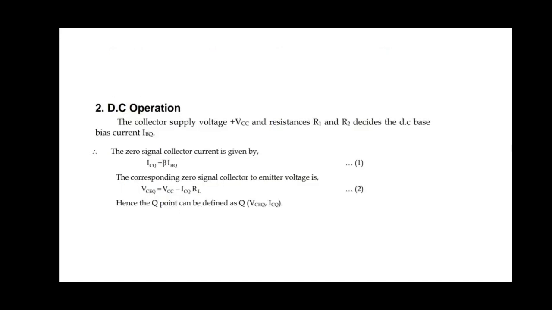For DC operation, we apply VCC, and the resistances R1 and R2 decide the DC base bias current IB. ICQ is beta times IB. The corresponding zero signal collector-to-emitter voltage is VCC minus ICQ into RL. The Q point can be defined as Q (VCQ, ICQ).